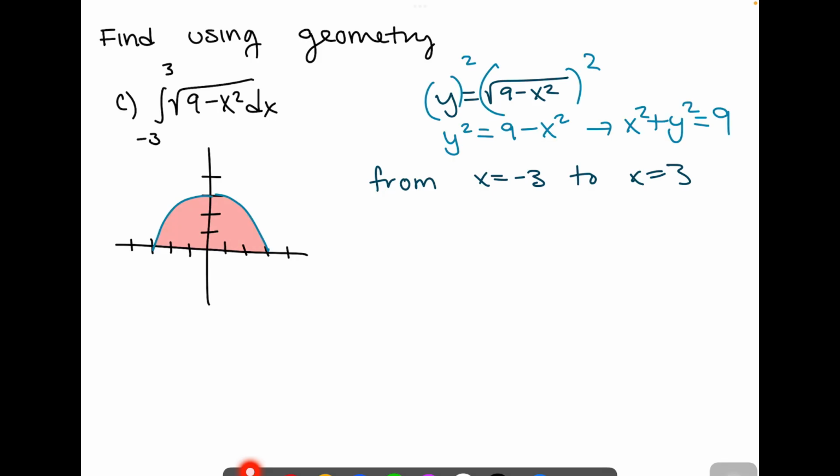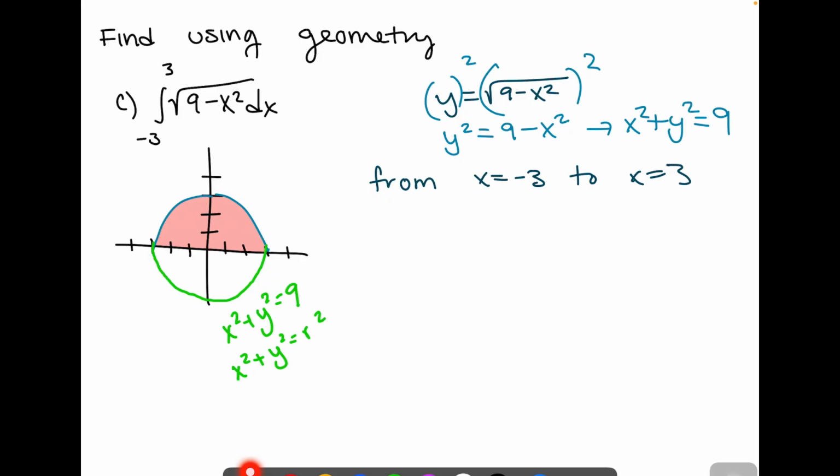And so to help me visualize this function, we could square both sides. Let's get rid of the square root. So if I square both sides, I get y squared equals 9 minus x squared. And then I can add x squared to both sides. I can move the x squared over to the left, and this becomes x squared plus y squared equals 9. X squared plus y squared equals 9 is a circle that has a radius of 3. This is the equation of a circle centered at the origin with a radius of 3. The standard equation of a circle centered at the origin would be x squared plus y squared equals r squared.